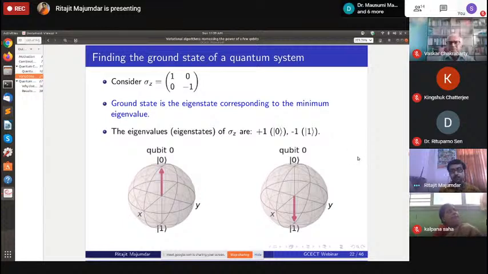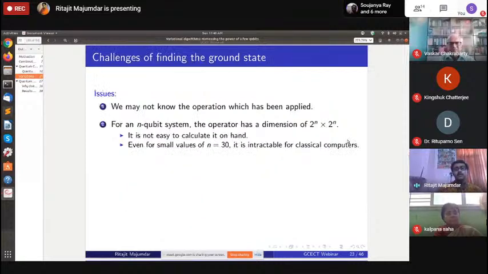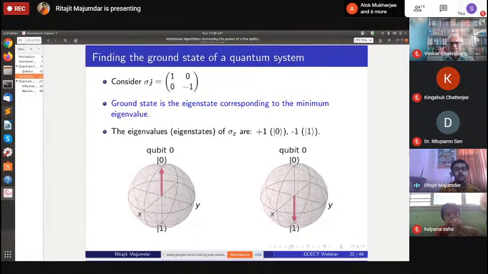Why is it important? Let's see. And the next question is, why is it difficult? Because you can easily calculate the eigenvalue and eigenvector of this matrix. So why am I so worried about this? The reason is there can be two issues. I can just give you a circuit and I have done some operation I haven't told you. So you don't know the operation is sigma z. So you cannot calculate if you don't know.